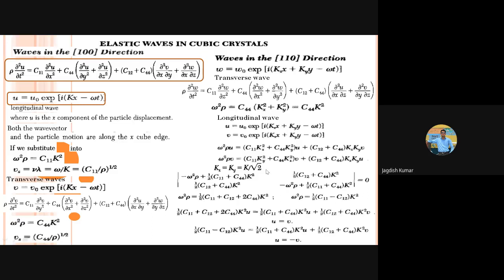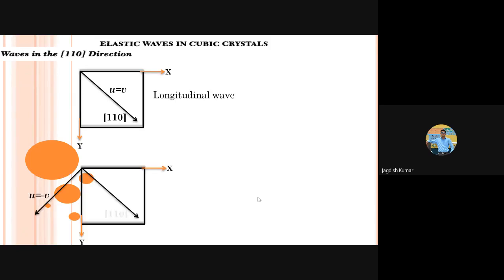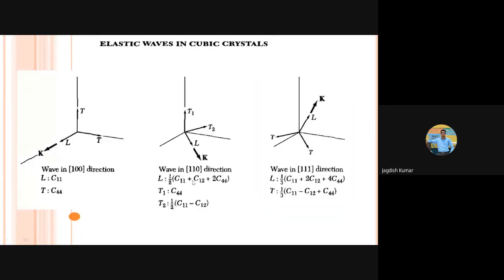And the velocity for the longitudinal mode follows from this, u equals v. When we solve these linear equations which we did yesterday, the velocity follows from this one, meaning omega square upon k square, or omega upon k, will be proportional to half of C11 plus C12 plus 2 C44. That's what we have written there. So in the longitudinal mode, this is given by this one. This is the meaning of this expression here.